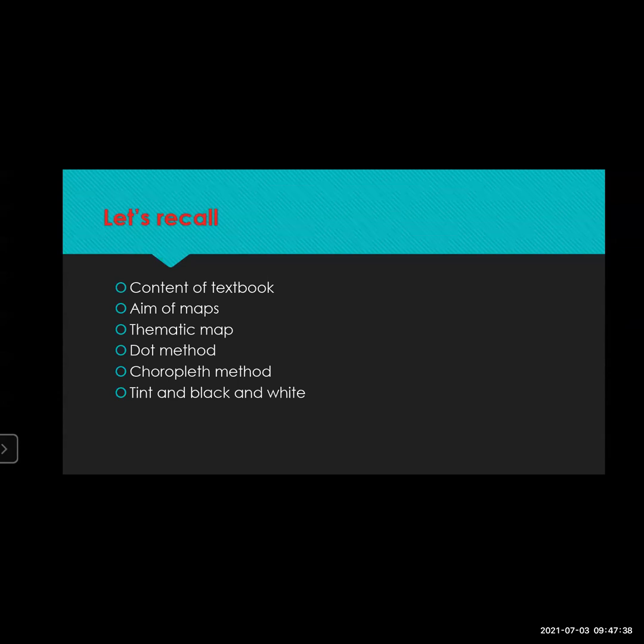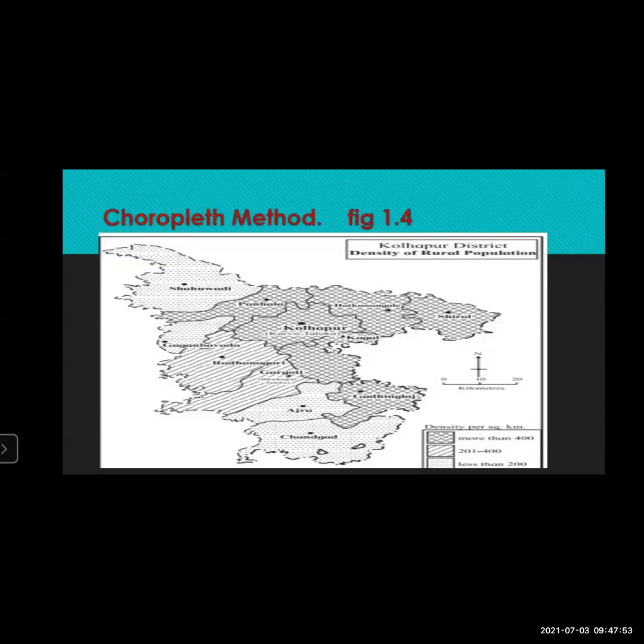We did the exercise which was given below. Then we also saw the uses of the choropleth map. So let's continue today. What we are going to see today, just see in the next slide.